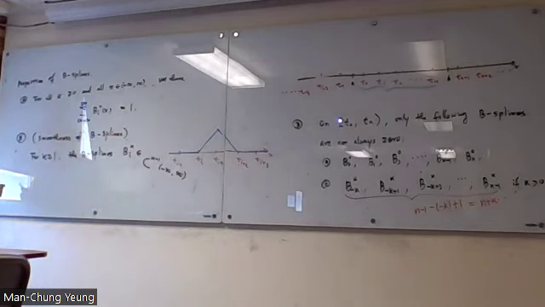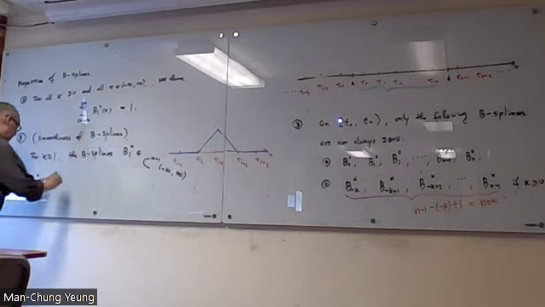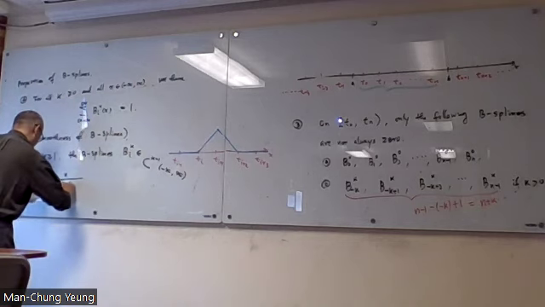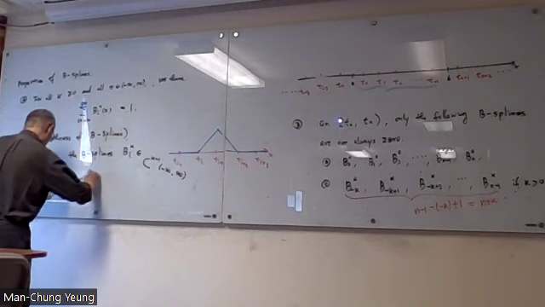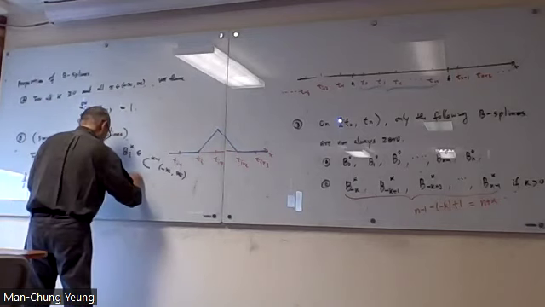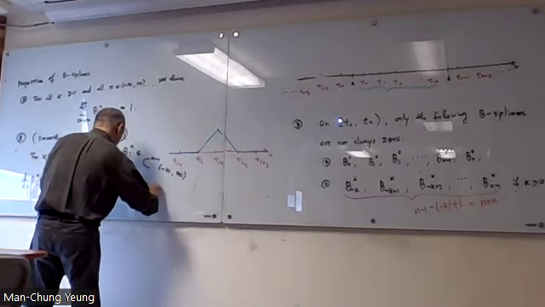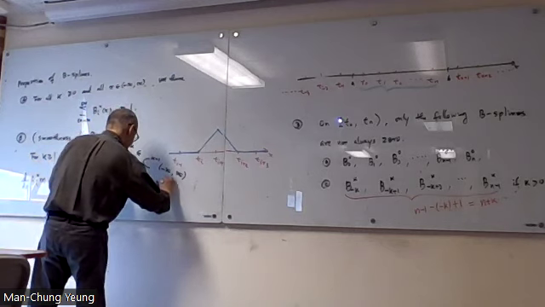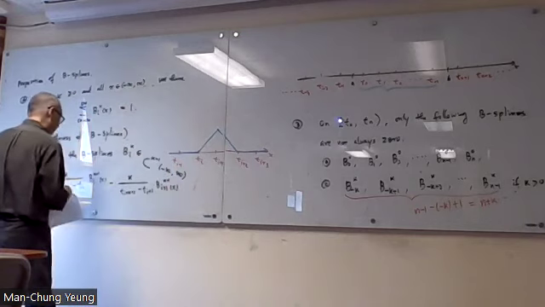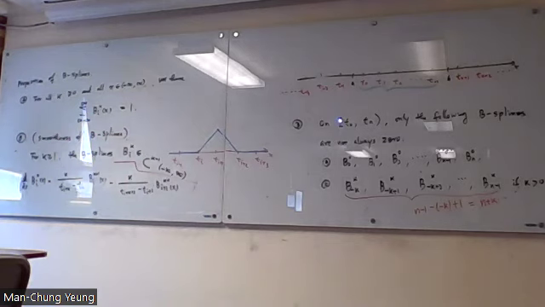The derivative of B_{i,k}(x) is equal to k over. The proof is tedious.